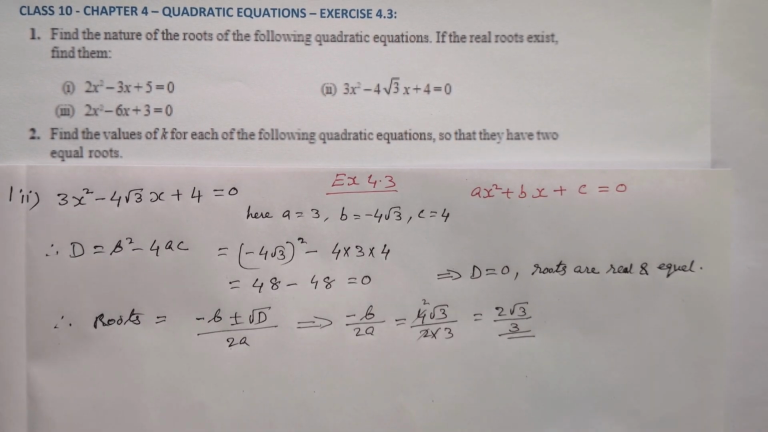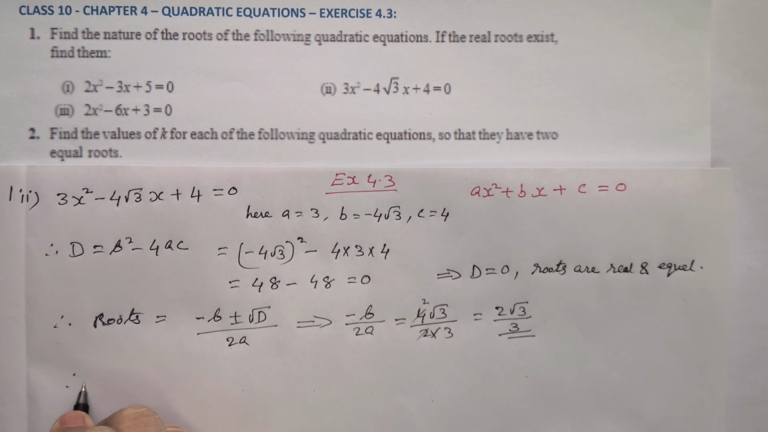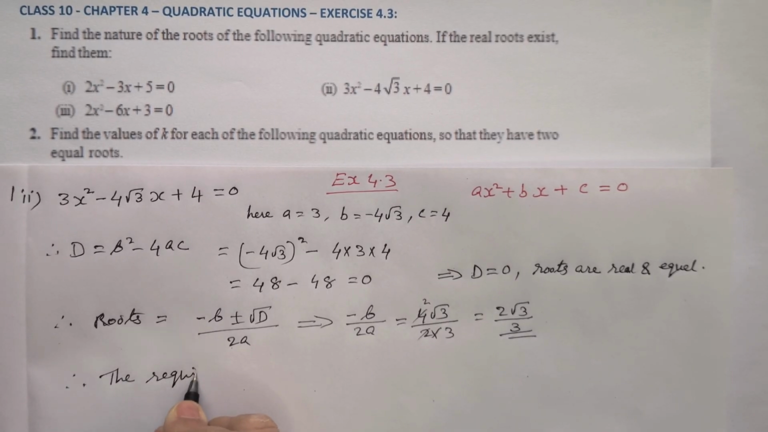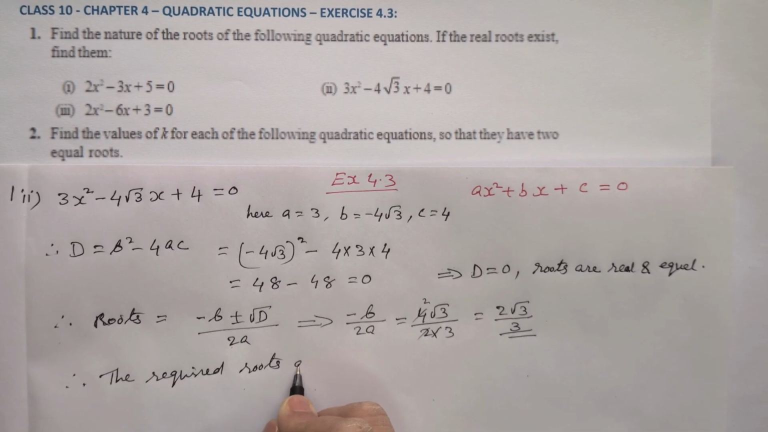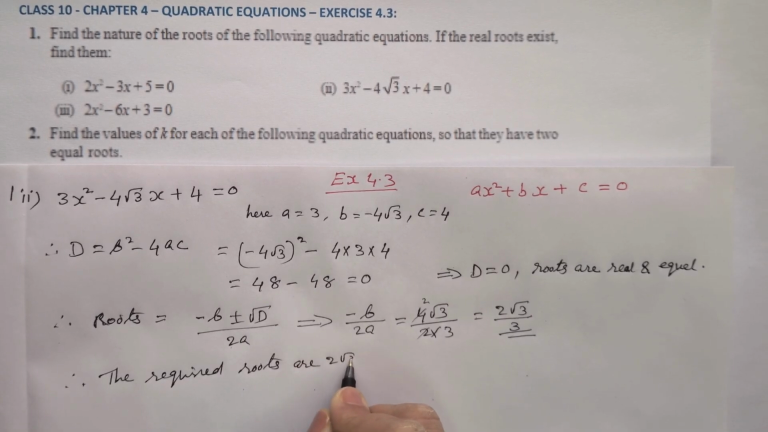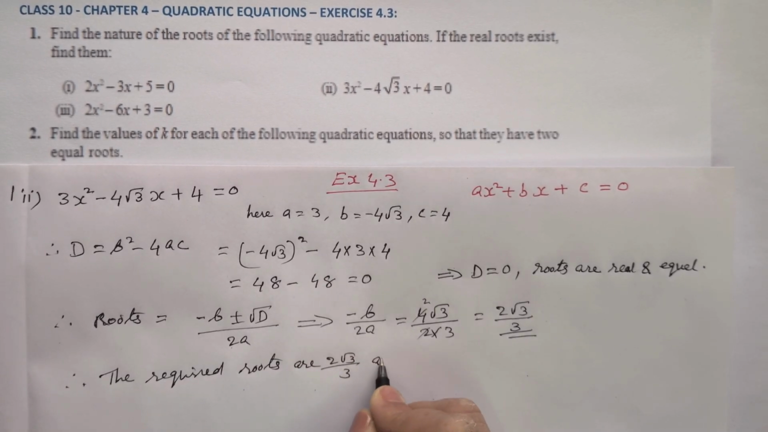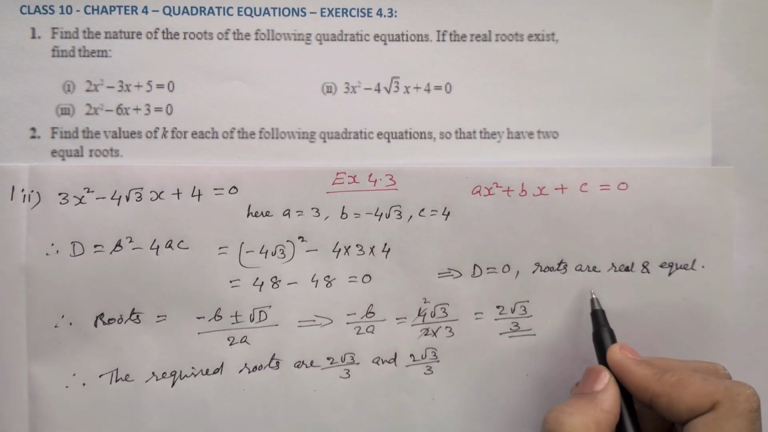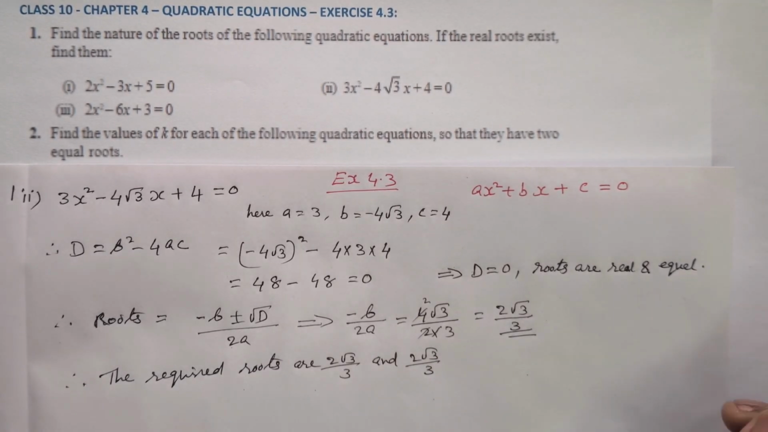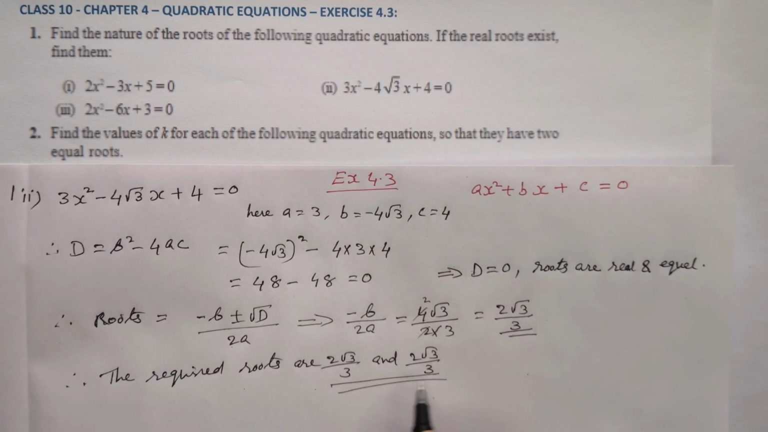Then we can write in a sentence, therefore the required roots are 2√3 by 3 and 2√3 by 3. The roots already we got that as equal. So repeating that, 2√3 by 3, again 2√3 by 3.